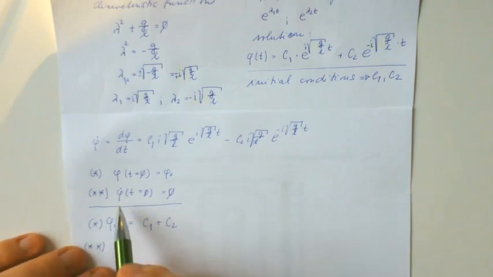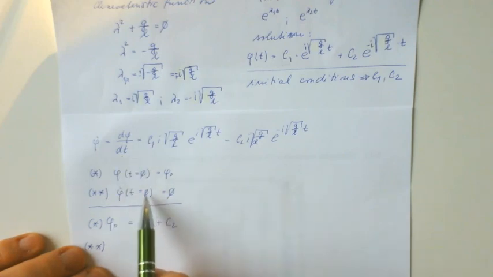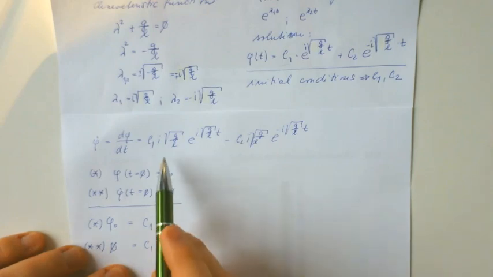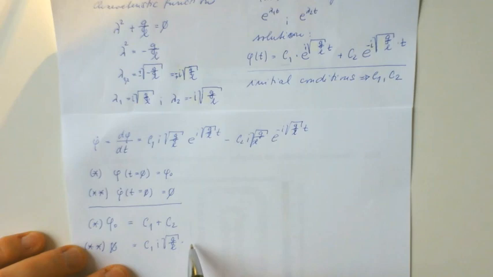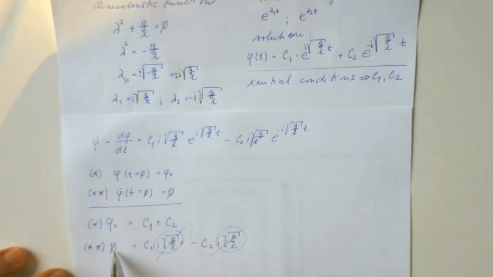The second initial condition is for this equation. So phi at time 0 was 0, and there is C1 times Ig over L by 1 minus C2 times Ig over L by 1 again. And because these values are the same, we can cancel them against the right side, which is 0.